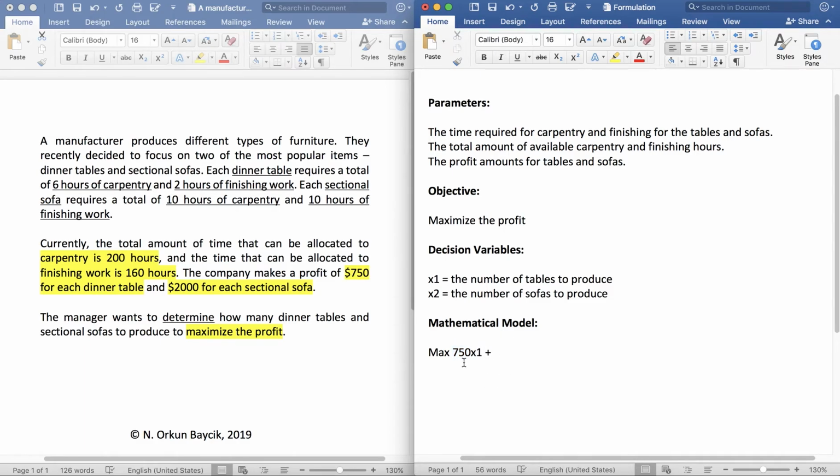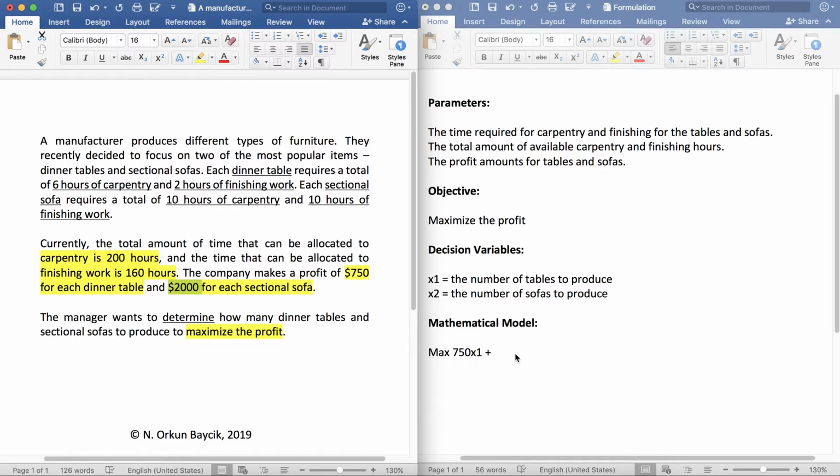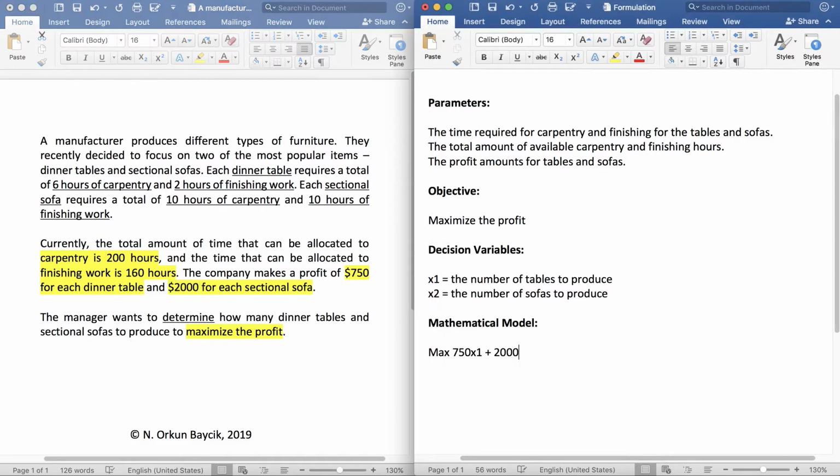Similar idea, I need to find the profit per sofa that we sell, which is $2,000 given in the problem. So 2,000 times x2. Okay, so for example, if I sell one table and one sofa, my profit will be 750 times 1 plus 2000 times 1 equals 2750. Okay, so this is how the objective function is written.